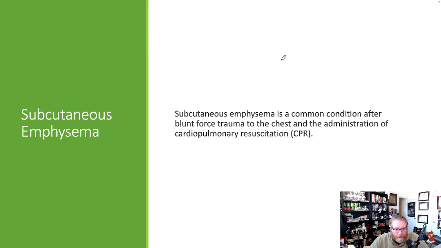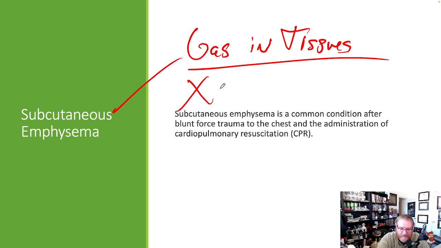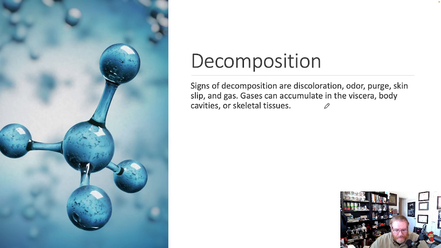Moral of the story number 1. Subcutaneous emphysema, you have gas in the tissues, okay? But you do not have odor, and you do not have skin slip. You have gas with no smell, and it doesn't look like any of your tissue is falling apart.